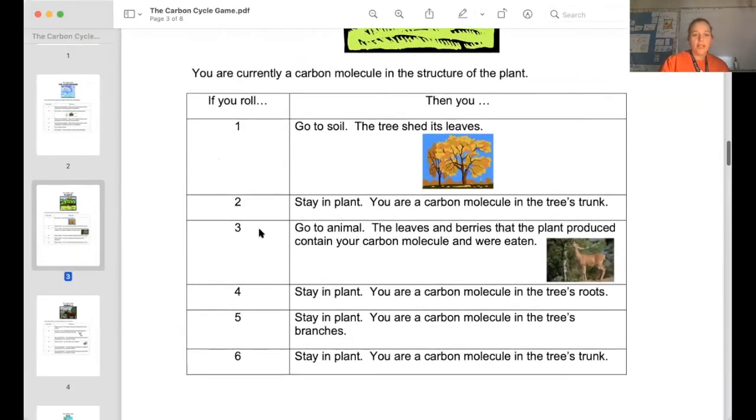Looking at my plant page, notice there's quite a few things that can happen and I will still stay in the plant. So I might be here for a while rolling some numbers until I get out of this plant. But remember, I don't keep drawing the same arrow over and over again. So I got a 3 this time. I'm going to go to the animal. And I'm going to draw an arrow on my paper from the plant to the animal.